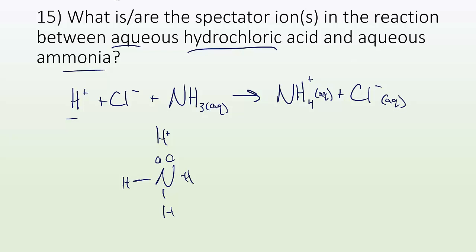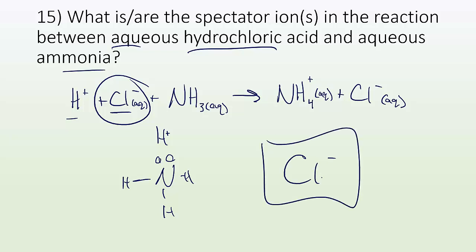And it says, what are the spectator ions? Well, if we take a look, the chloride ion started off as an ion all by itself, and ended up as an ion all by itself. So that is the spectator ion, Cl minus, which is aqueous.